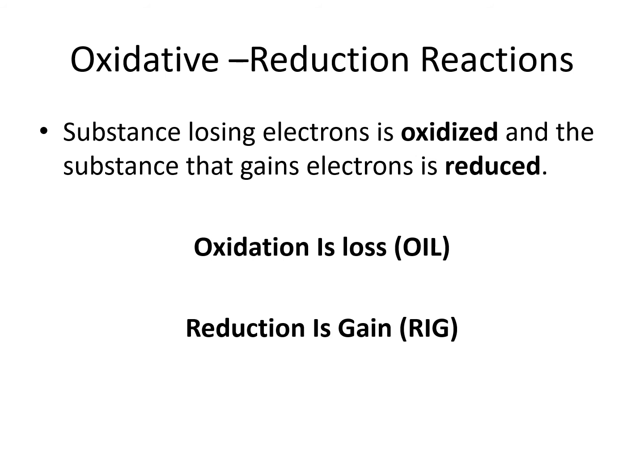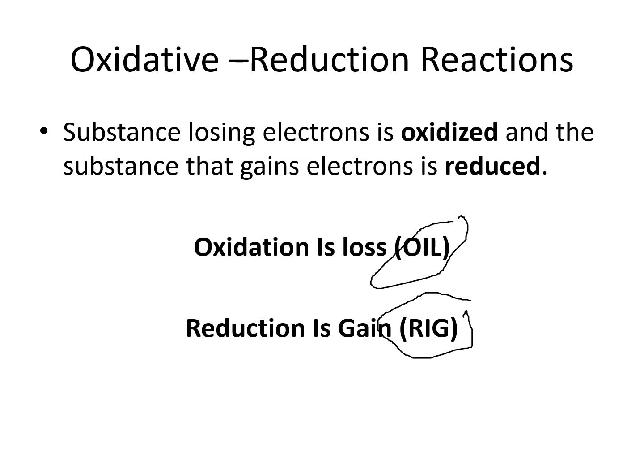Alternatively, they can be reduced, in which they gain electrons. One way to easily remember this is that oxidation is the loss of electrons, which abbreviates to OIL. And reduction is the gain of electrons, so this is RIG. So you have OIL RIG, and this is how you can remember oxidation and reduction, because it's very easy to get them confused.